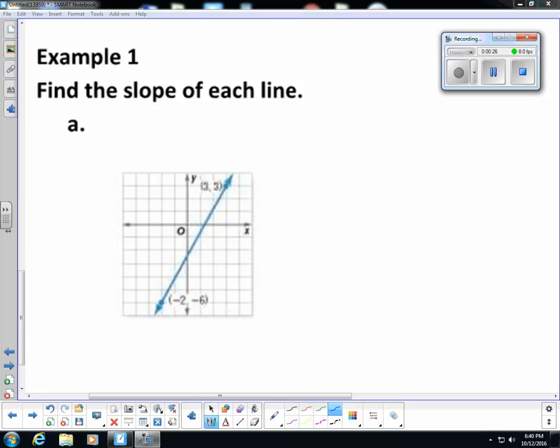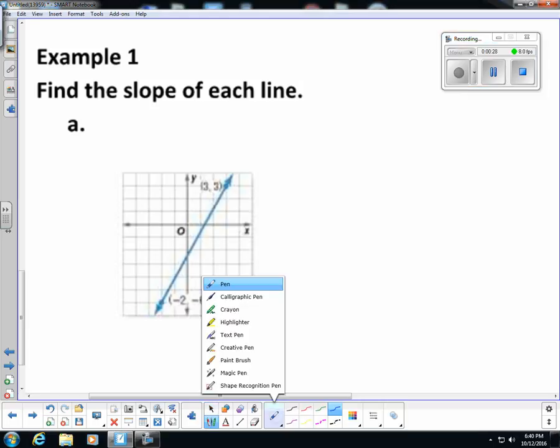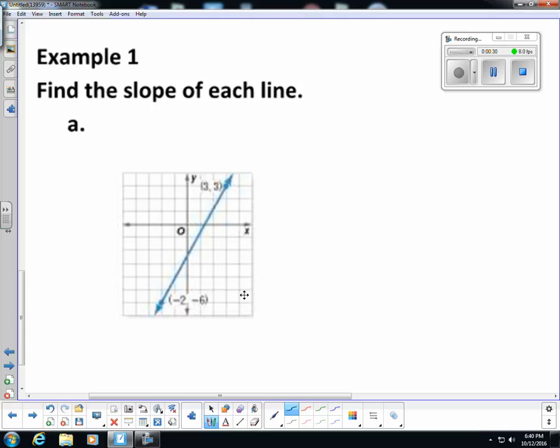Okay, so you just watched a short video about finding slope of a line. First of all, the formula for the slope of the line, lowercase m, is equal to the change in y over the change in x, or y sub 2 minus y sub 1 over x sub 2 minus x sub 1. What we need from any line, in order to find the slope, is two ordered pairs, any two ordered pairs. We've got one here, 3, 3. I've got another one here, -2, -6.